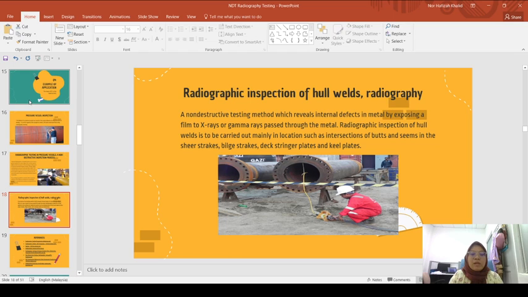Radiography inspection of hull welds. A non-destructive testing method which reveals internal defects in metal by exposing film to X-ray or gamma ray passes through the metal. Radiography inspection of hull weld is to be carried out mainly in locations such as intersection of butts and seams in the sheer strakes, bilge strakes, deck stringer plates, and keel plates.